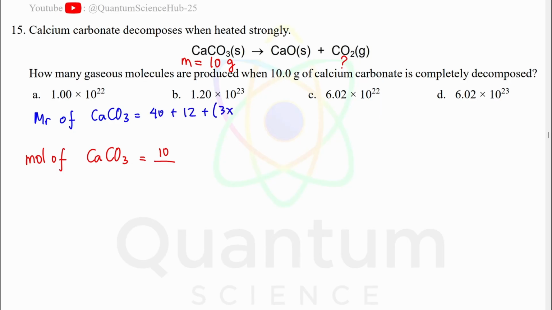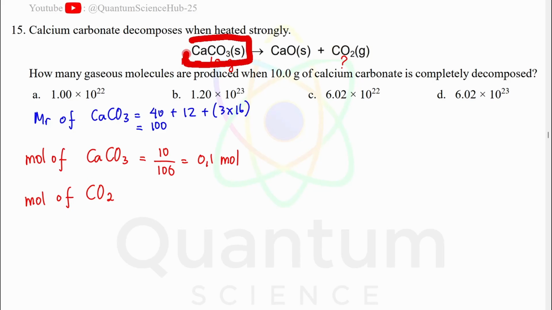So 3 times 16, so equals to 100. You divide it by 100, then you get 0.1 mole, okay? Next, we find the mole of CO2. So the ratio of CO2 in here is 1:1 and times with the moles of CaCO3. So 1 out of 1 times 0.1 mole. And you will also get 0.1 mole.